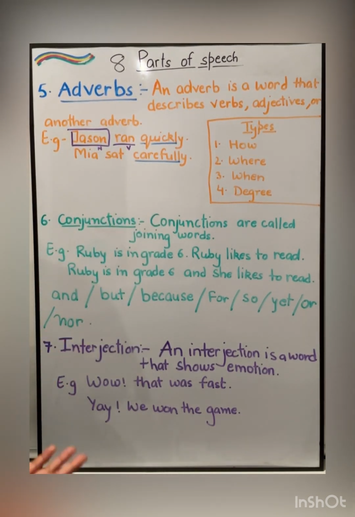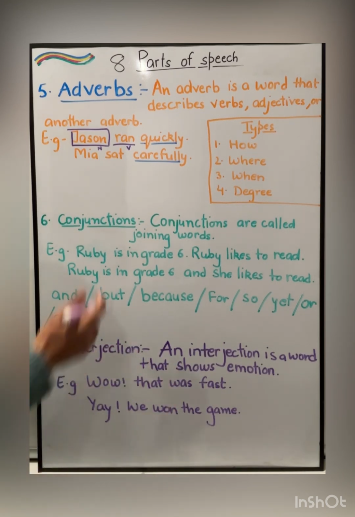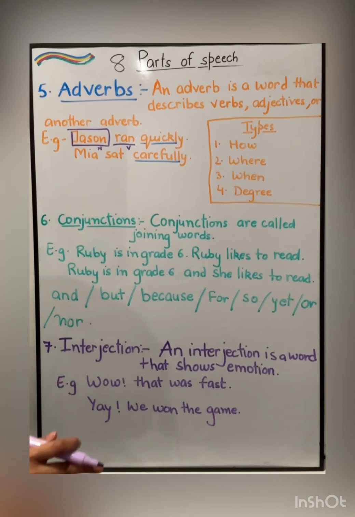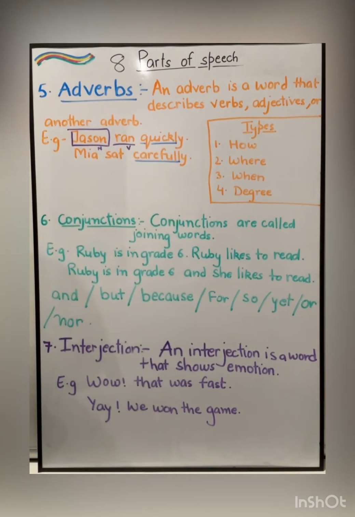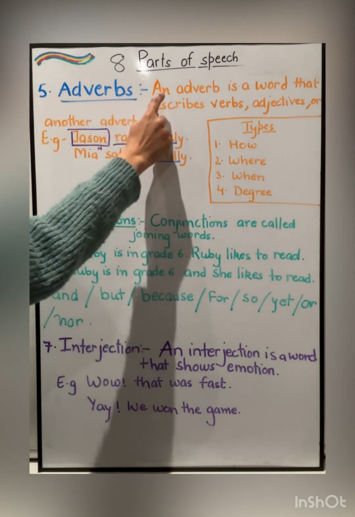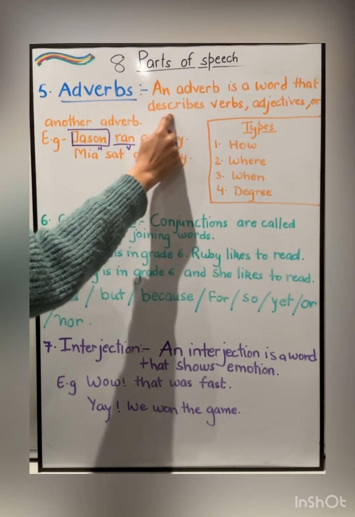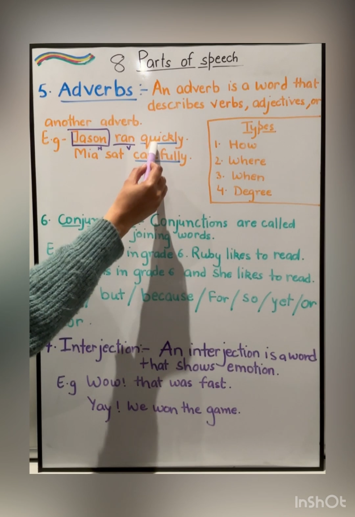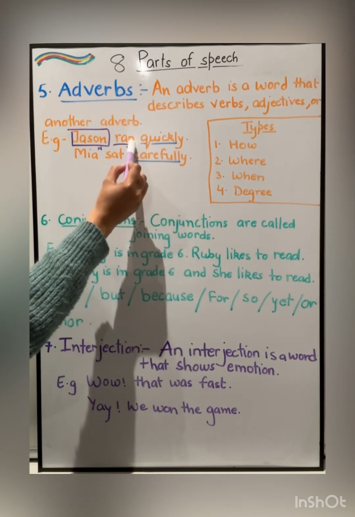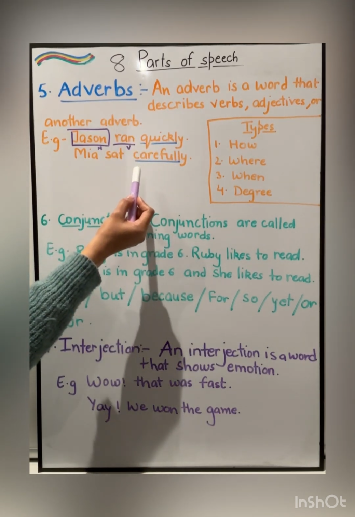Now, how did he run? Did he run slowly or he ran really fast or quickly, swiftly? Jason ran quickly. That means we're talking about how the action has been done. An adverb is a word that describes a verb. This word here is describing how the action has been done.